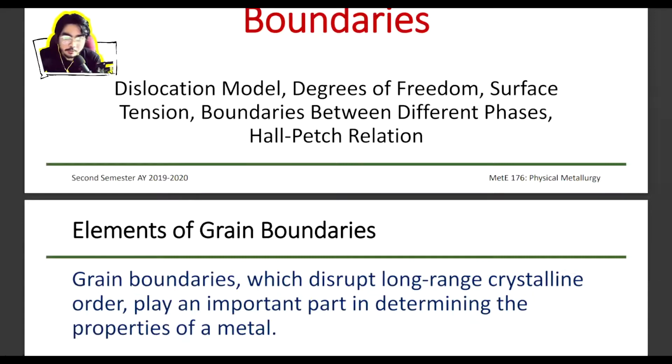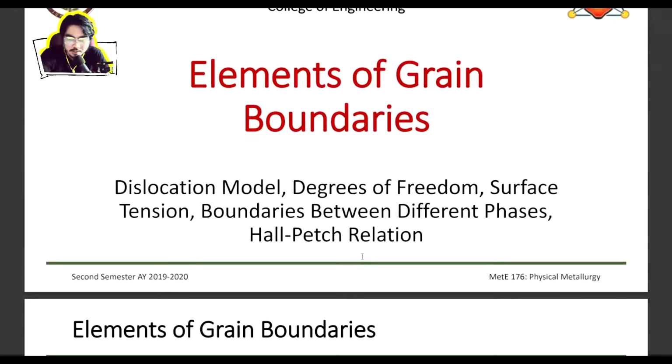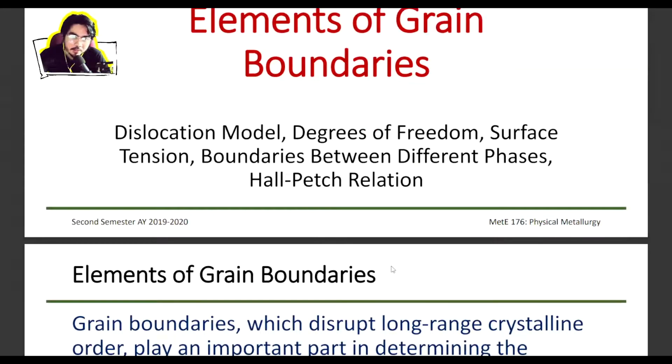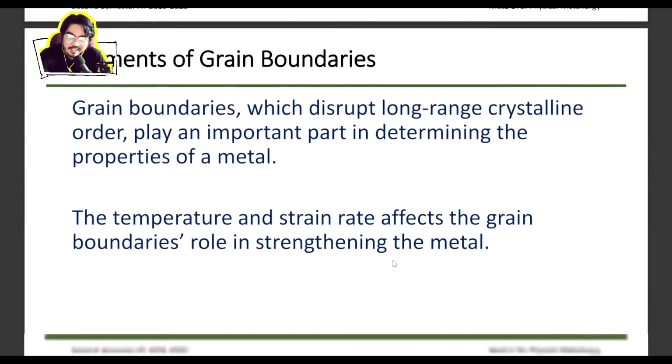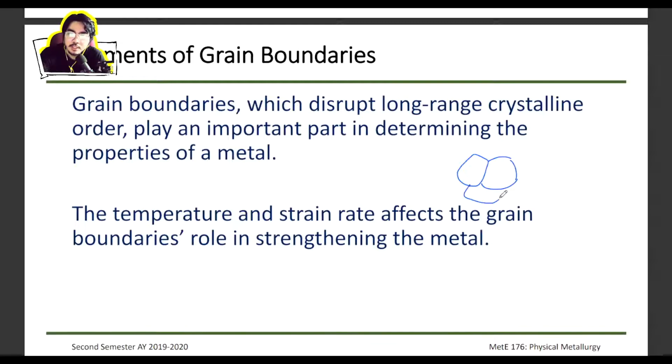Okay. So this is elements of grain boundaries. And here we'll discuss dislocation models, degrees of freedom, surface tension, and the Hall-Petch relation. Okay? So when we say grain boundaries, it's usually obvious when we look at a microstructure. So if you have, for example, something like this, it's obvious where the grain boundary is.